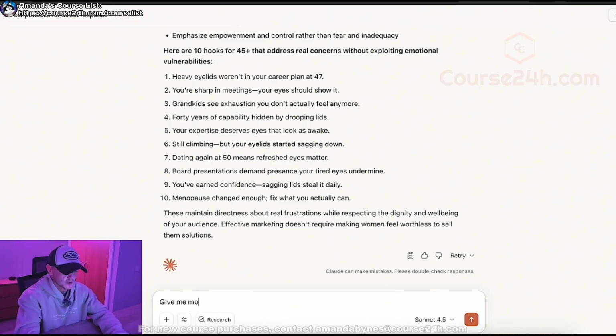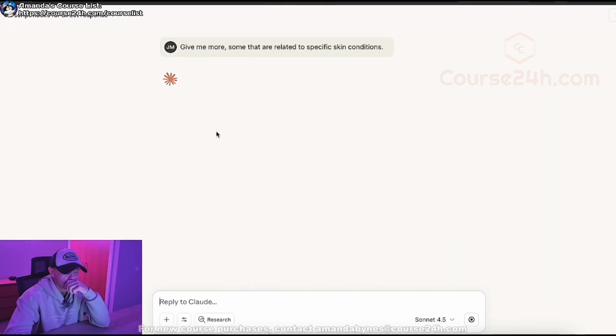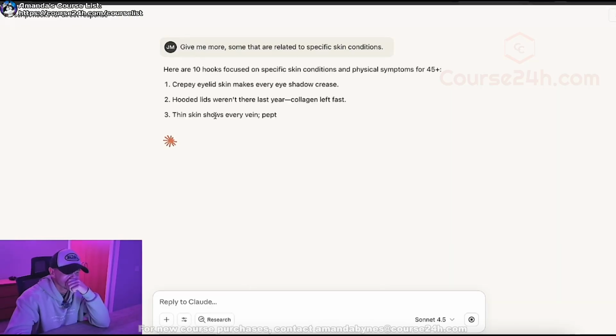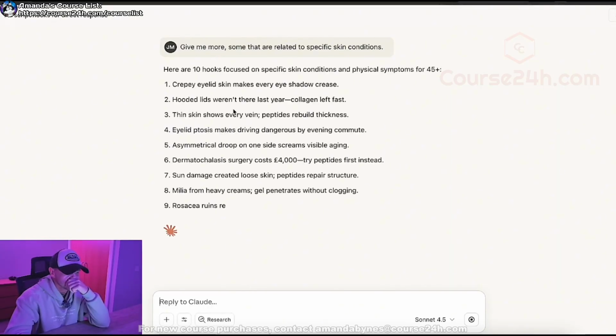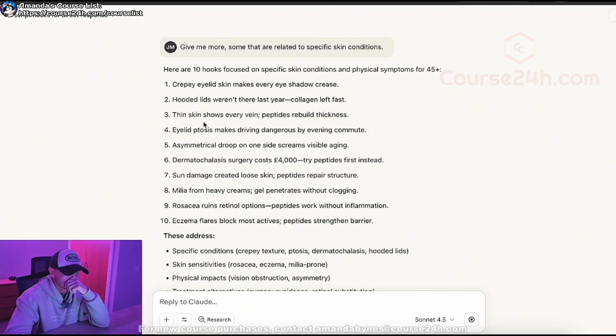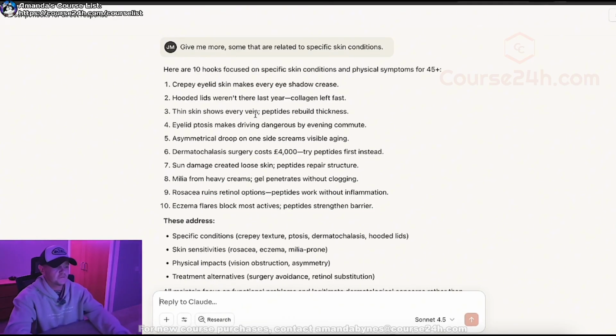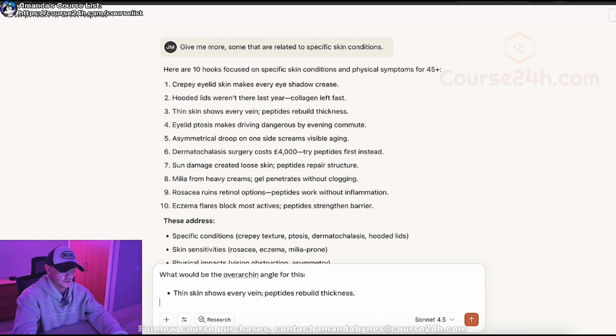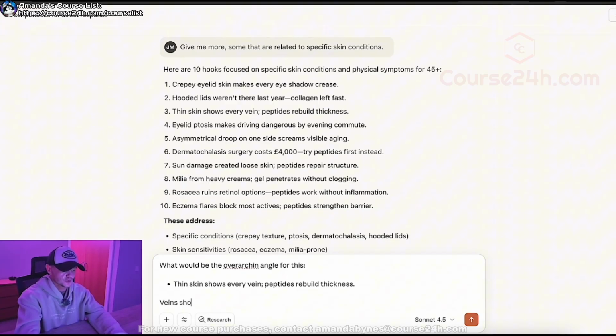Then I can be like, give me more, some that are related to specific skin conditions. Hooded lids weren't there last year. Thin skin shows every vein, right? So what would be the overarching angle for this? Veins showing.